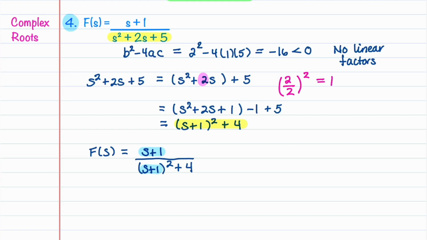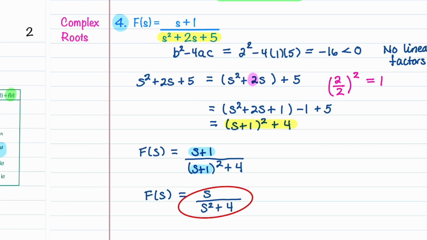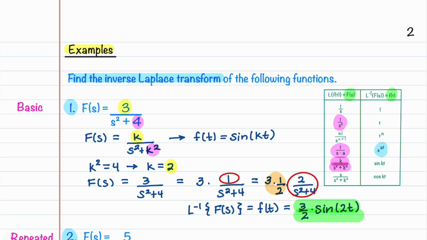So before we go to look at our table, let's write down what this would look like without that shift. So we're going to write down capital F of s is equal to s all divided by s squared plus 4. Now let's think about this and go to our table and see what we can find. We have s divided by s squared plus 4. In our table, we have s divided by s squared plus k squared, so that's definitely the one we want to use. And the inverse Laplace transform is cosine kt.